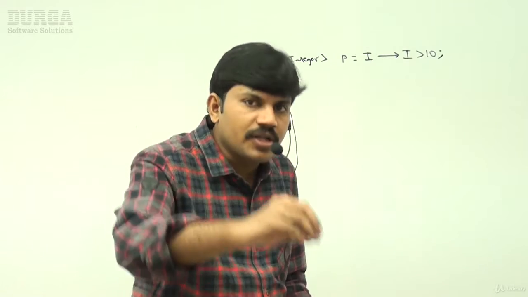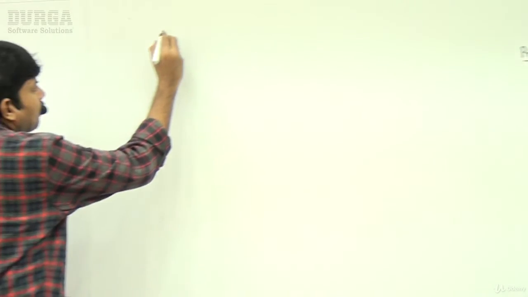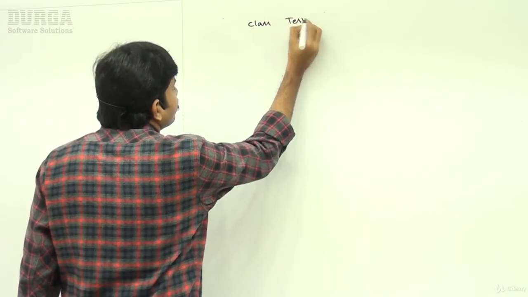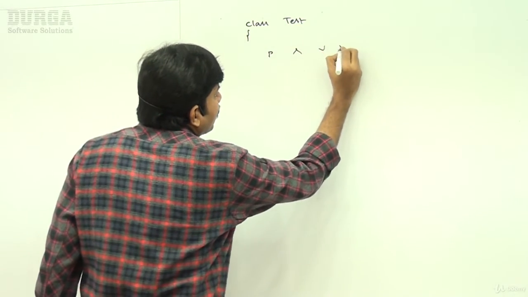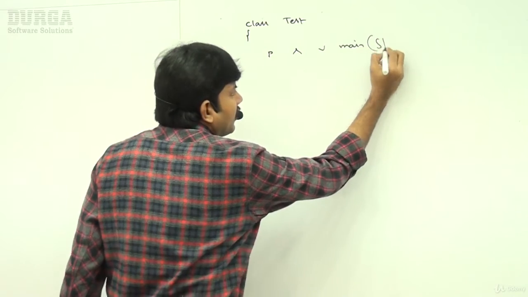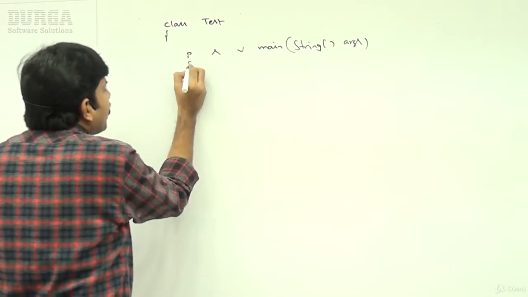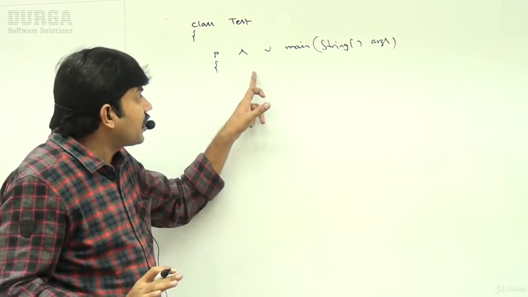Let me convert it into an executable program. Have a look once, sir. I'm taking a simple program, class Test, and public static void main method, public static void main String array args.